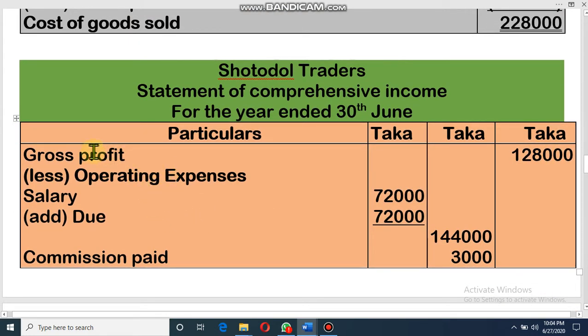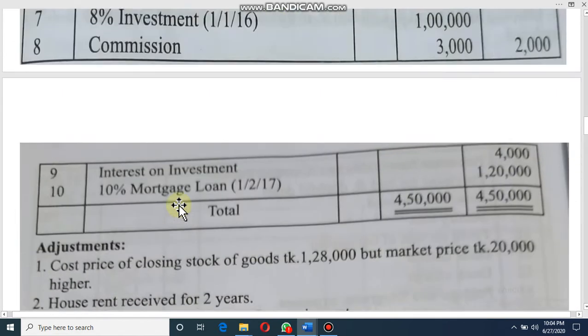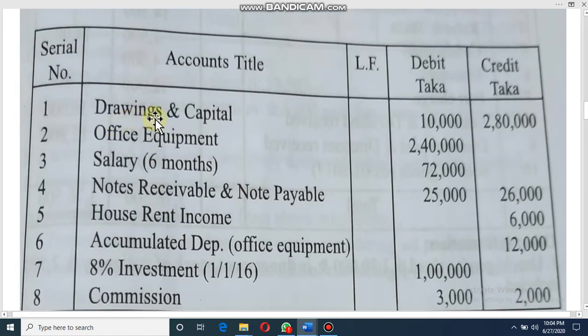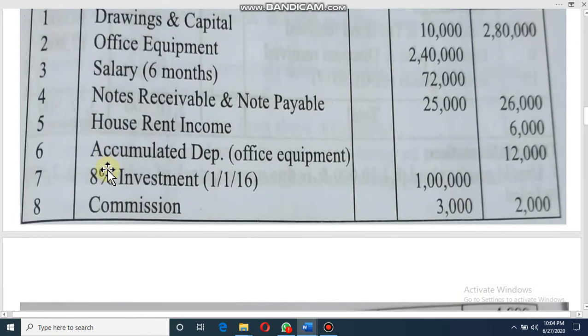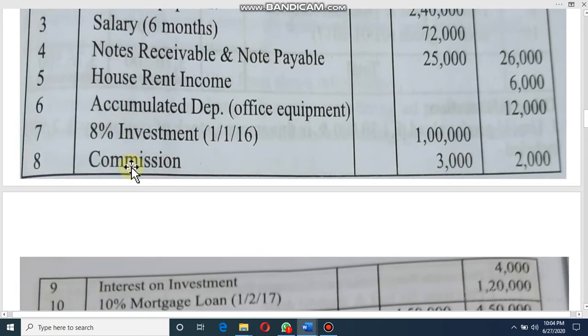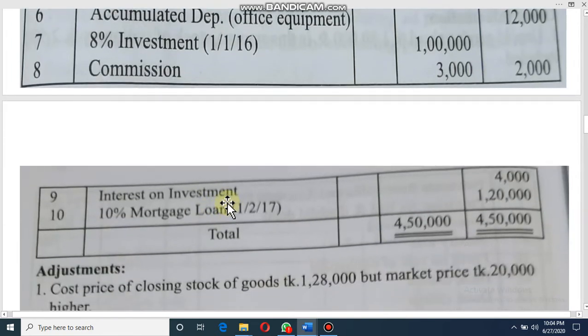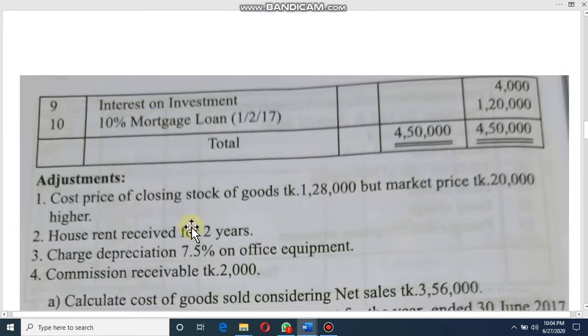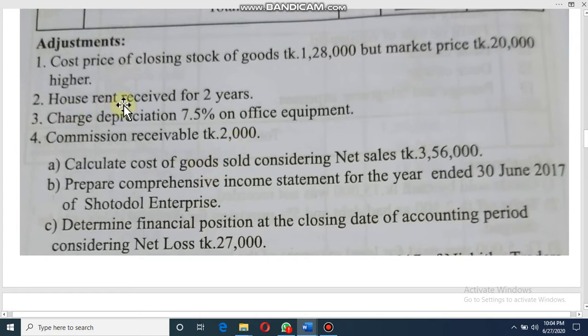Now after gross profit, we have to subtract the operating expenses, whatever operating expenses we have in the question. Let's see the question, dear student. Drawings, capital, it is not an expense, it is an asset. Salary, yes, this is an expenditure. Then commission, it is also an expense. Interest and investment income, so very few expenses. And house rent received for 2 years, that means here also house rent. Then depreciation we have as expense, and commission receivable.